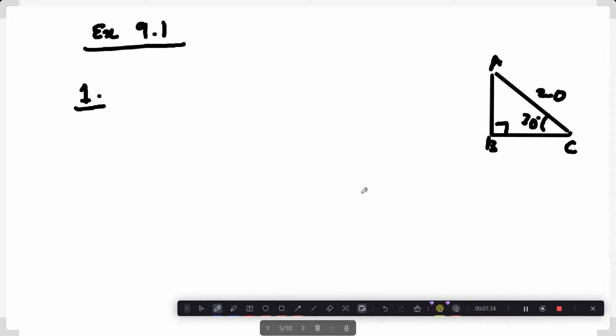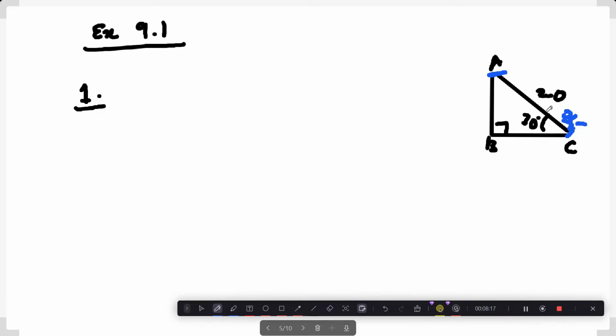So we are straight away going to exercise 9.1. I am just reading out the question for you. A circus artist is climbing a 20-meter long rope which is tightly stretched and tied from the top of a vertical pole. So this is the vertical pole, AB. And this is a rope which is tightly stretched and tied from the top of the vertical pole to the ground. So the person is climbing this, the circus artist. Find the height of the pole if the angle made by the rope with the ground level is 30 degree.